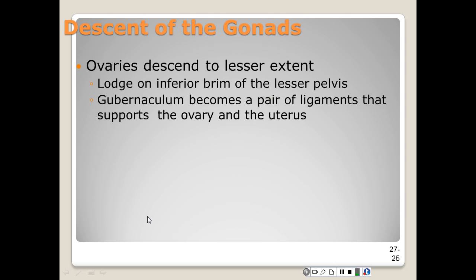Now, the ovaries descend also, but to a lesser extent. The gubernaculum extends from the inferior pole of the ovary to the labiosacral fold. The ovaries initially lodge just inferior to the brim of the lesser pelvis, and the gubernaculum becomes a pair of ligaments that are going to support the ovaries as well as the uterus.